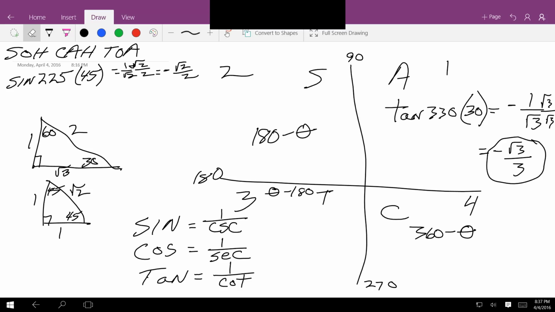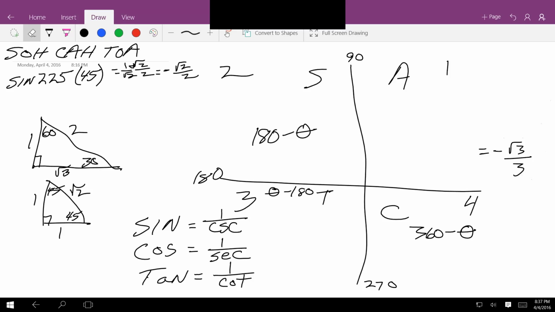What's another one you have? Sine 930. Sine of 930? Okay. When we are outside the unit circle, which goes from 0 to 360, we want to bring all of these angles that are bigger than that back into the unit circle.